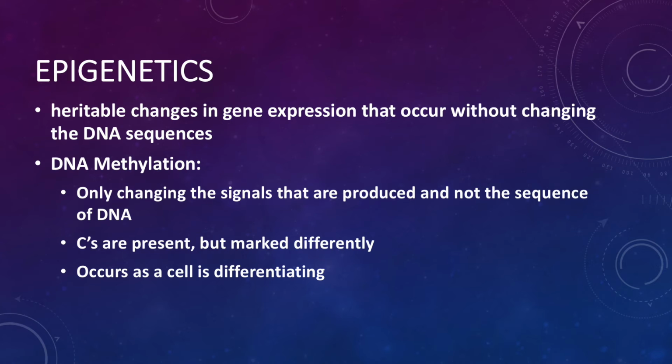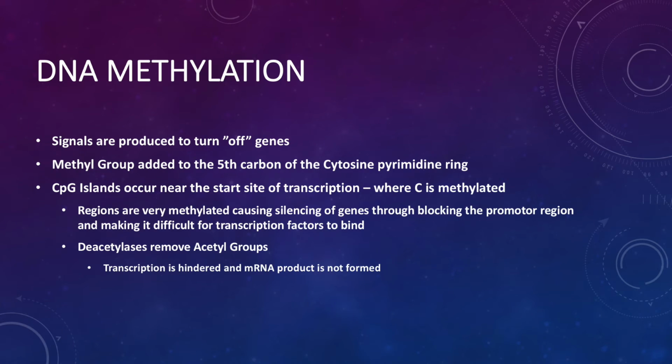During DNA methylation, the sequence of DNA is not changed. Instead, the signals that are produced are changed. This is where DNA methylation comes into play. DNA methylation is where signals are produced to turn off genes.